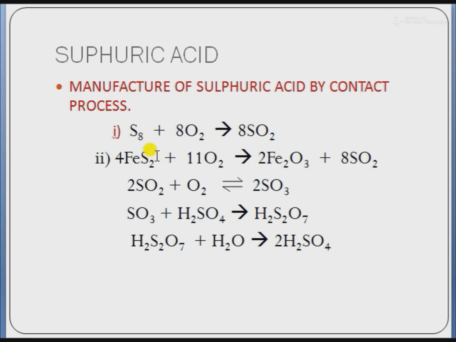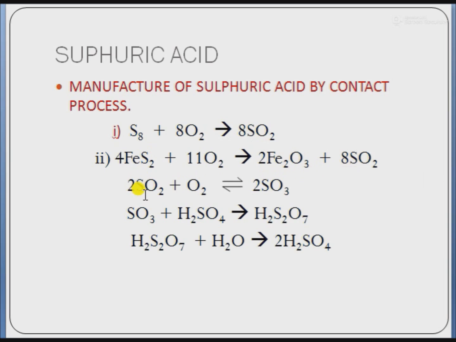First step is the production of sulfur dioxide by burning sulfur or roasting iron pyrite. This is iron pyrite, FeS2. If we carry out the roasting of FeS2, it forms iron oxide and sulfur dioxide.